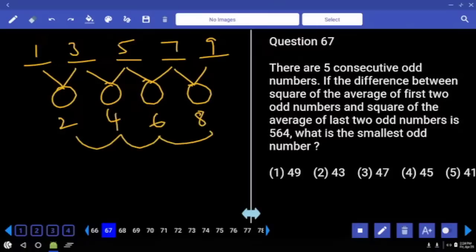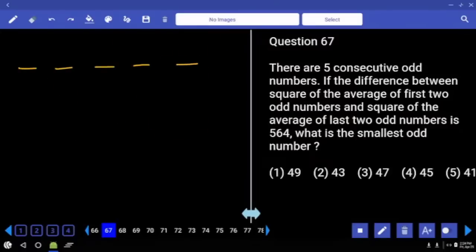Observe your first line numbers, they are consecutive odd numbers. Now the bottom numbers, they are consecutive even numbers. Understood? So now as you have 5 consecutive odd numbers, between two consecutive odd numbers, even numbers will be there. Between two consecutive even numbers, what is the difference going to be? Come on, 2. So if I start taking this number as x, the last number is going to be x plus 6, correct?